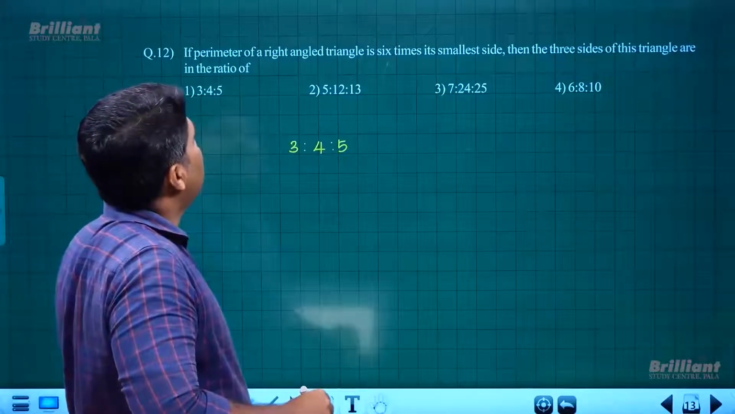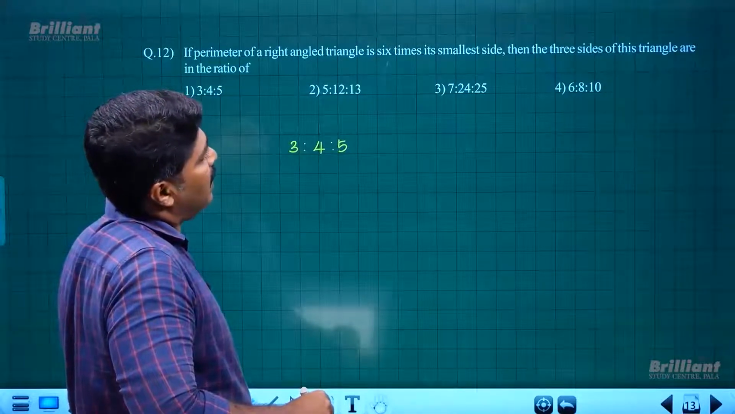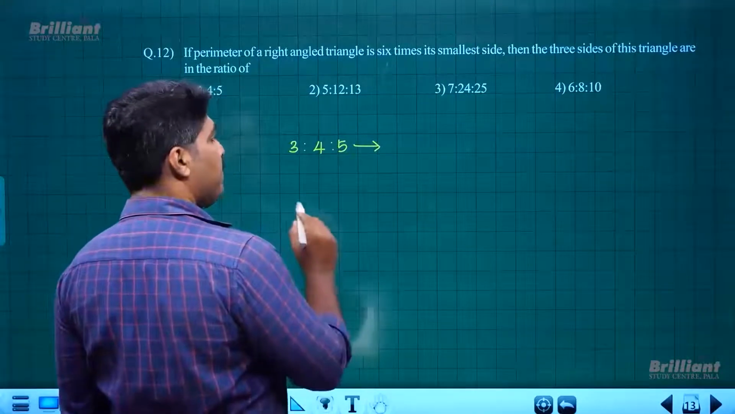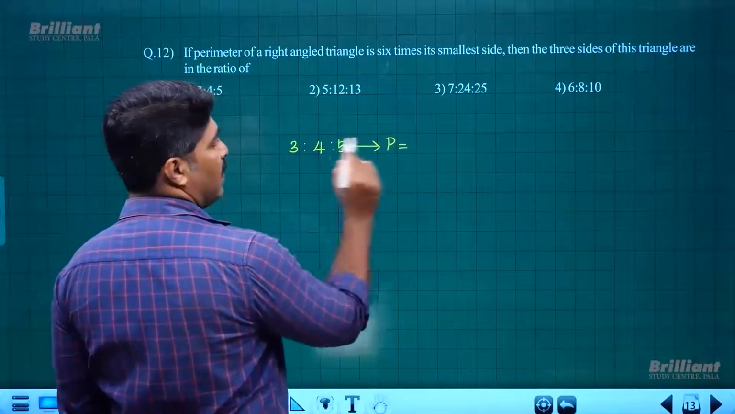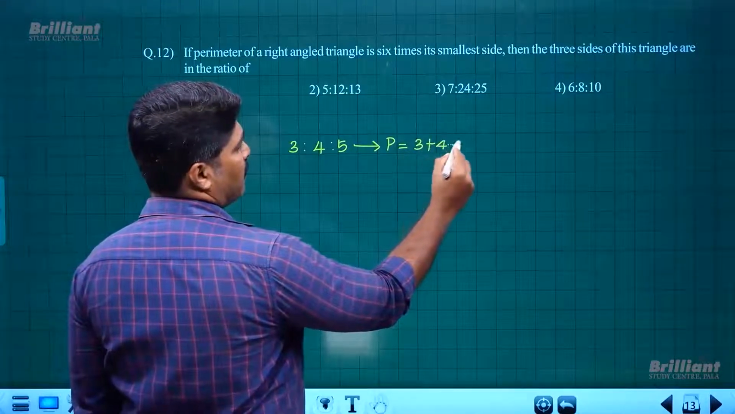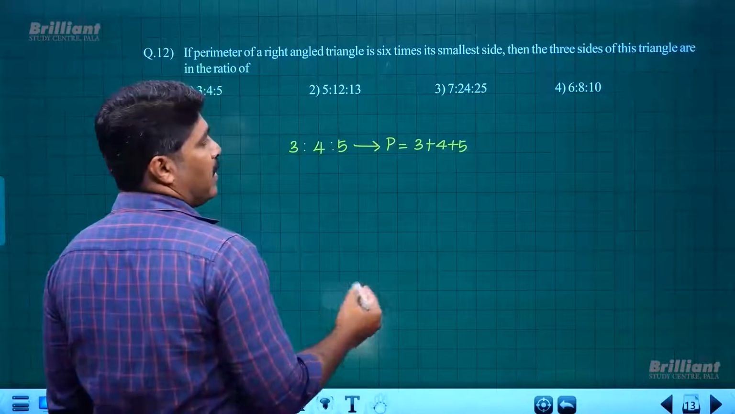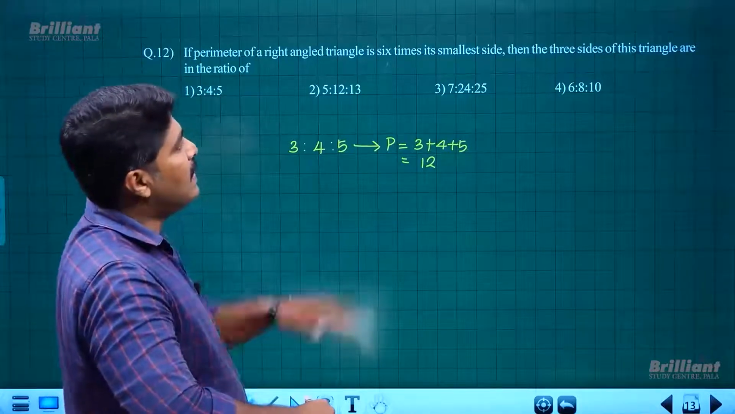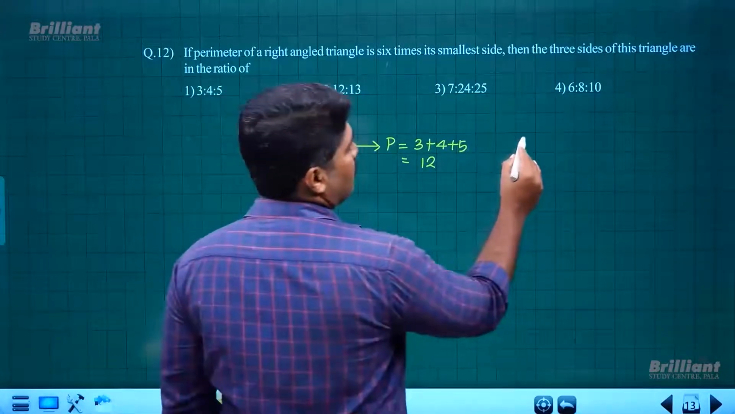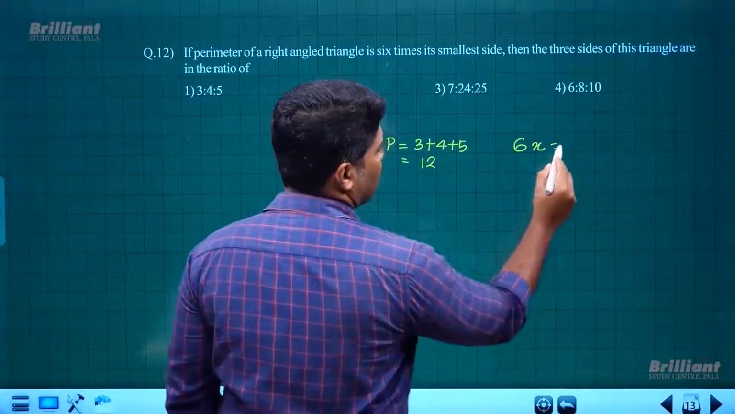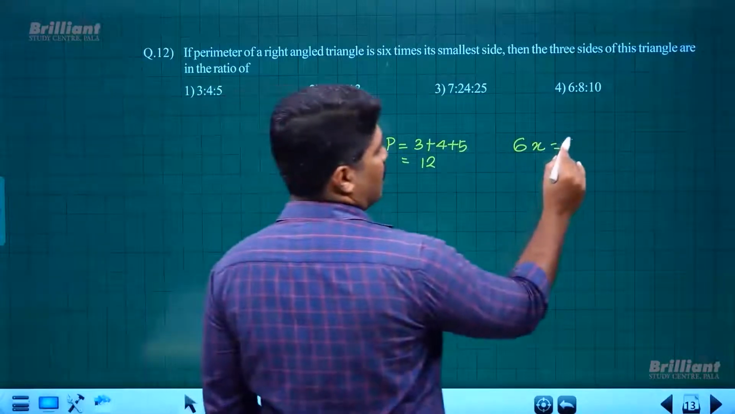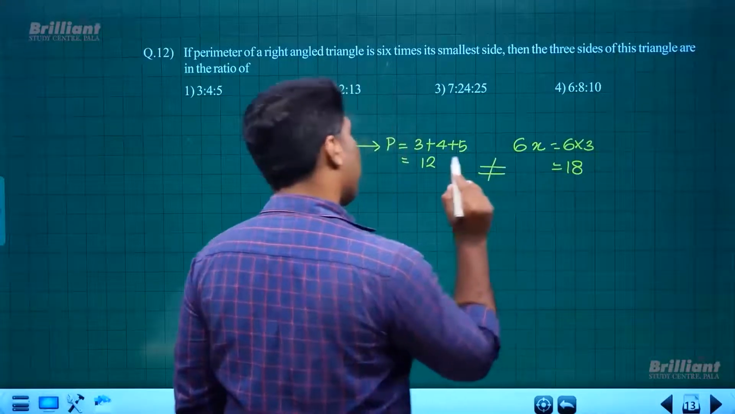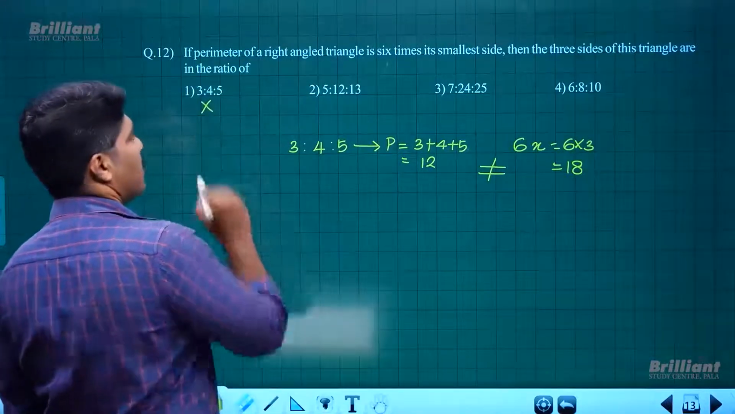So what is the requirement? The perimeter of the triangle is 6 times its smallest side. While considering this perimeter, what is the perimeter here? We just add all the values, 3 plus 4 plus 5. So what is the value here? That's equal to 12. Is it equal to 6 times the smallest side? Here the smallest side is 3. So therefore 6 into 3, that's equal to 18. These values are not equal. Therefore this is not the answer.